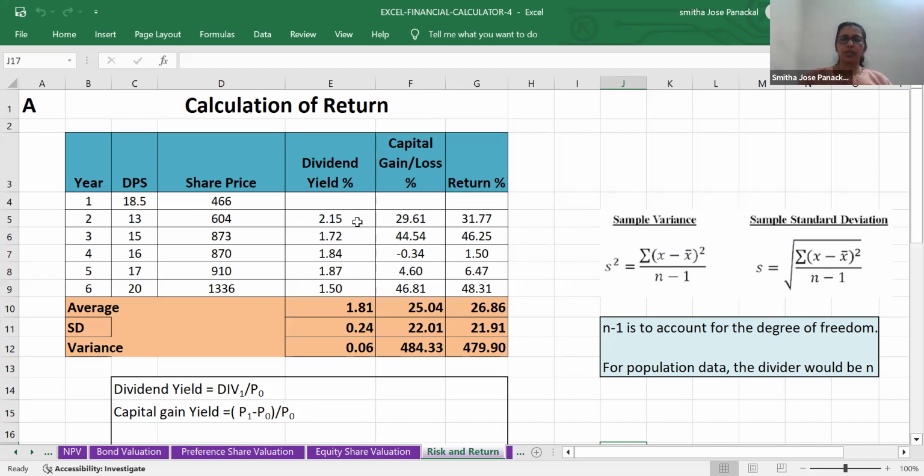Here, how did you get 2.15? You got it by dividend by P0. 13 is the dividend of that year, divided by P0.